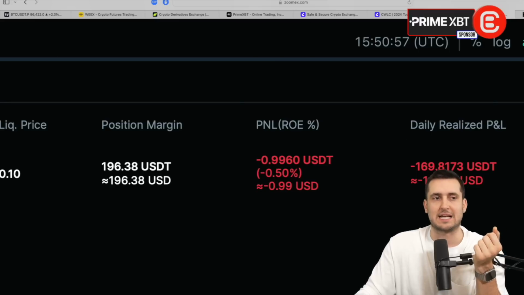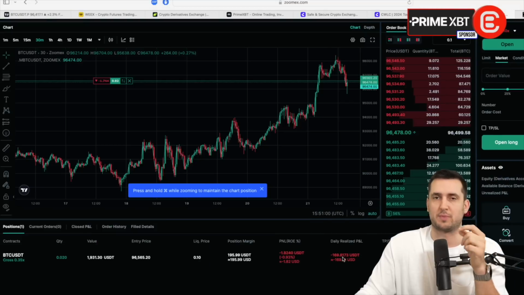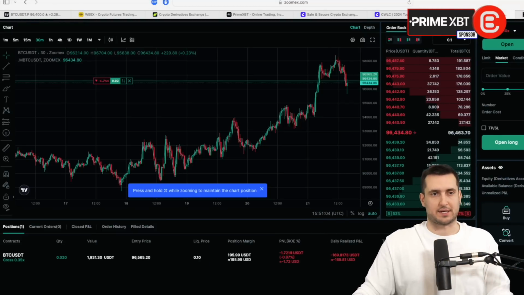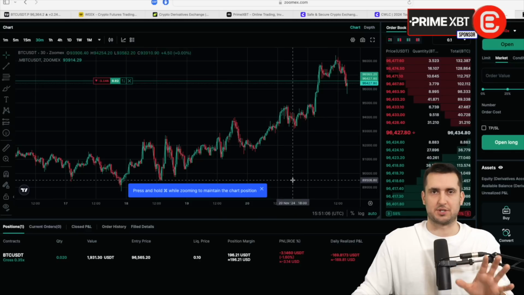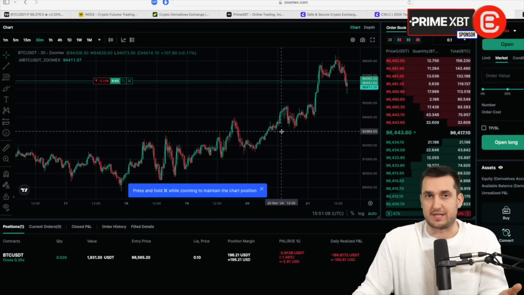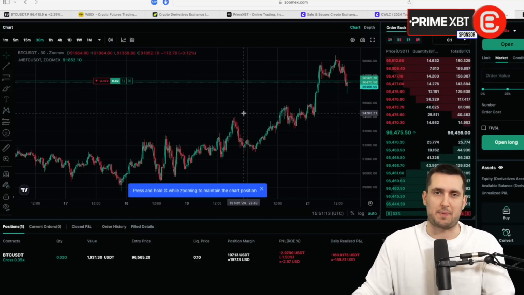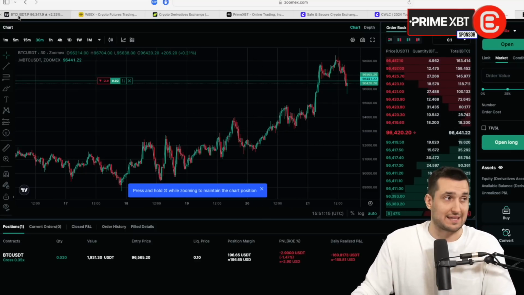And then you have the daily realized P&L. So you will be able to see how much money you made or lost on the day on this account. This is very similar to all the other accounts that you can open. So whatever exchange account you open, trading leverage and trading perpetual futures is like this.